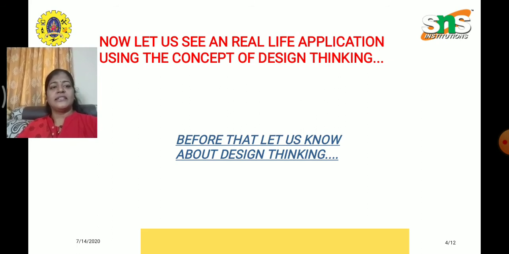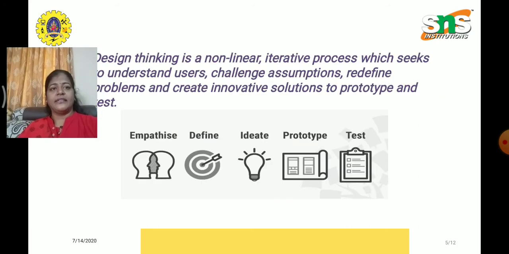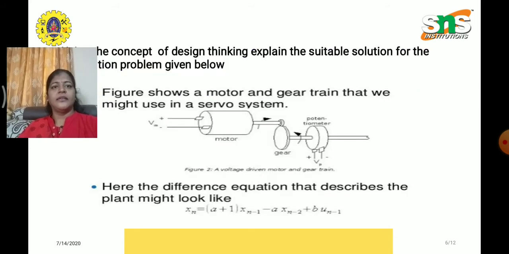Before that, let us know what design thinking is. Design thinking is a non-linear iterative process which seeks to understand users, challenge assumptions, redefine problems, and create innovative solutions to prototype and test. These are the 5 stages of design thinking. The concept of design thinking explains the suitable solution for the problem given below.